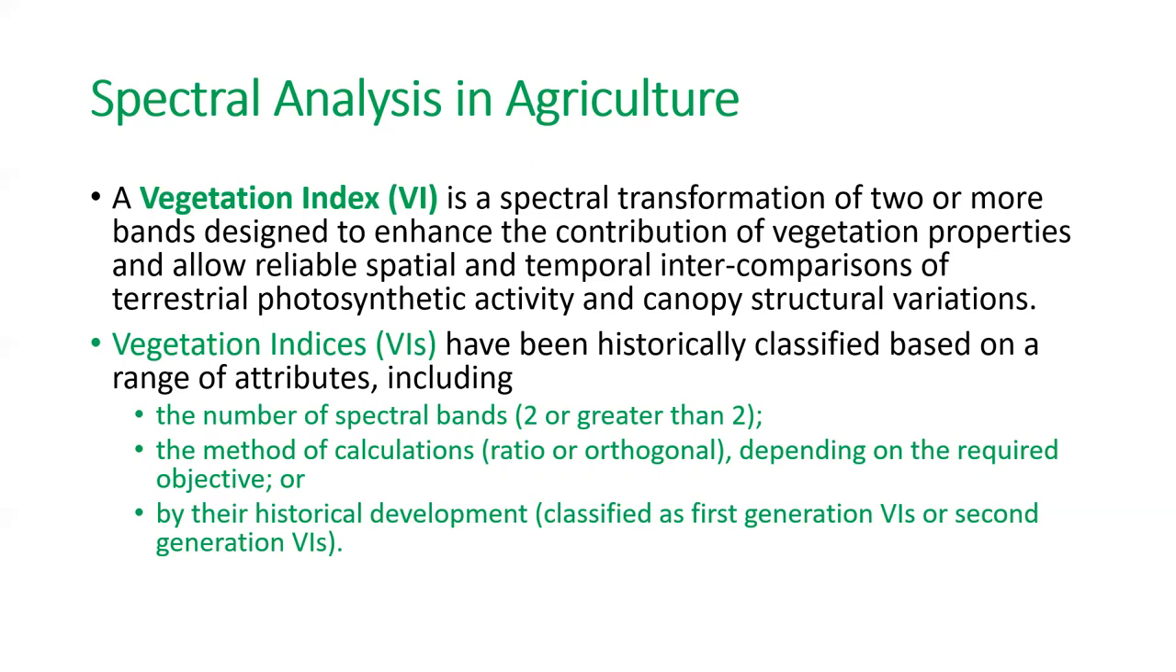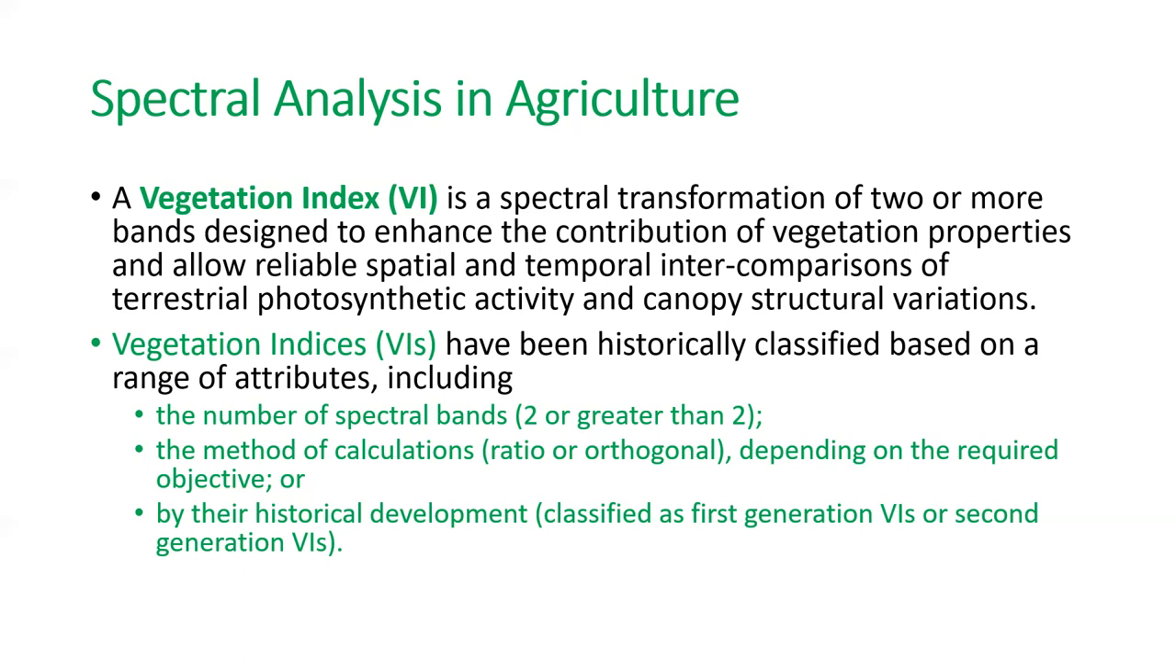So we really need to see how the vegetation is changing. For example, from the time of planting until the time of harvesting, how it is changing spatially and temporally. All this kind of information will lead us to a very good understanding of the photosynthetic activity of a plant, determine canopy structure variation, and know exactly how the plant is performing.